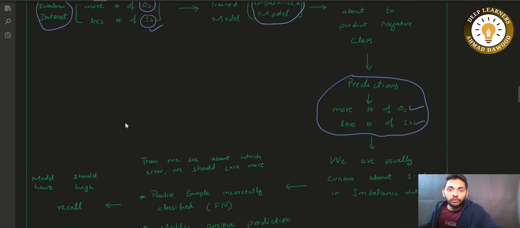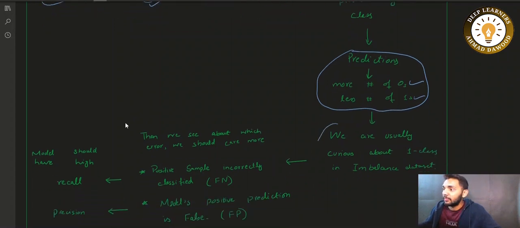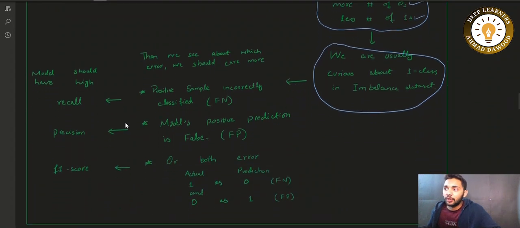And for that reason we are more conscious about the one class, because we already know that if our model is trained on an imbalanced dataset, then our model will be sure to predict the zero class, but it will be less sure to predict the positive class. So for that reason, we care more about the positive class in the case of imbalanced datasets. When we figure out that we have an imbalanced model, then we go towards these formulas, and we already have an idea that we should care more about the one class.